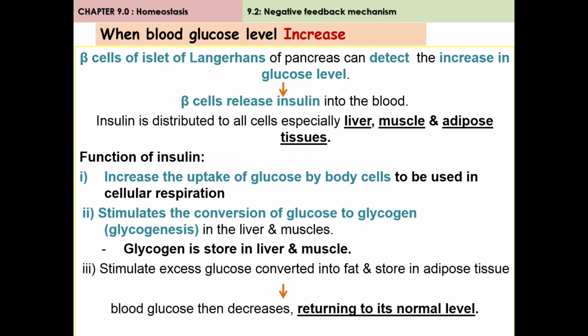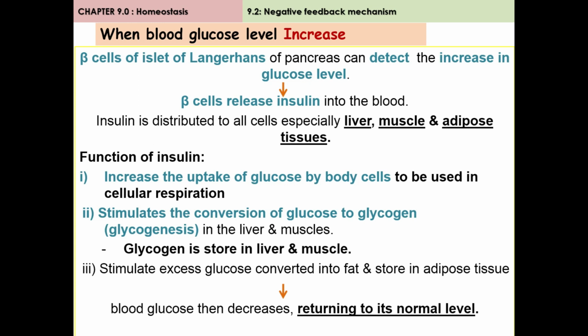Function of insulin: increase the uptake of glucose by body cells to be used in cell respiration. Second, stimulate the conversion of glucose to glycogen in the liver and muscle. After that, it will stimulate excess glucose to be converted into fats and stored in adipose tissue. Blood glucose then decreases, returning to its normal level.